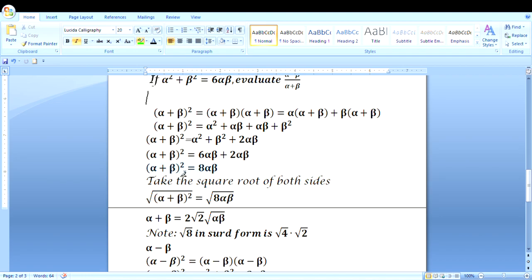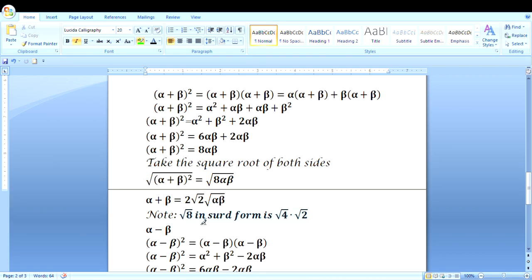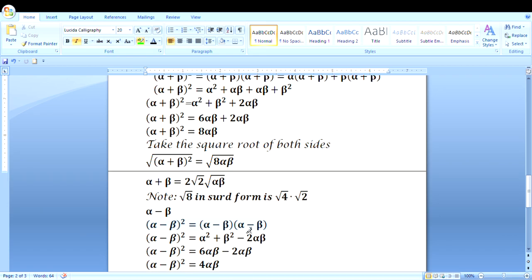Now to obtain alpha plus beta alone, we take the square root of both sides, and eventually this becomes alpha plus beta equals root 8 times root alpha beta. Root 8 is 2 root 2. So take note that root 8 in short form is root 4 times root 2, which is 2 root 2.